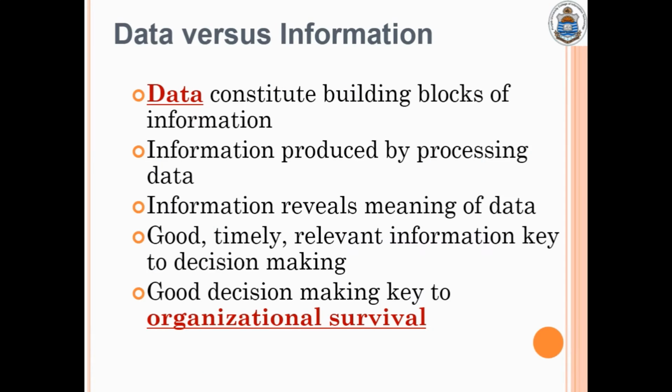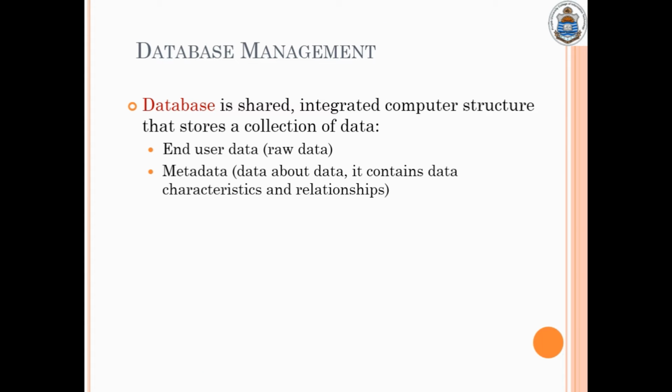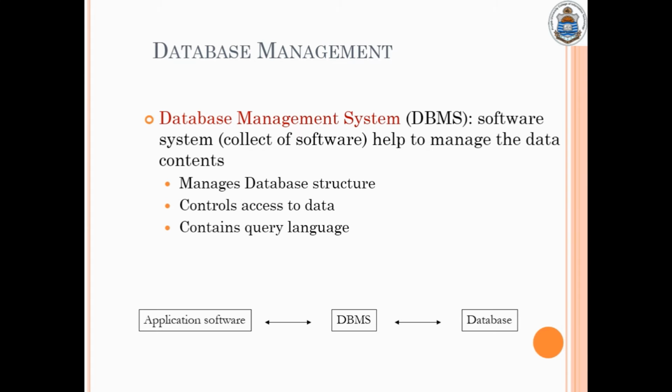Now let's talk about databases. What is a database? A database is a shared, integrated computer structure that stores a collection of data, which is of two types: end-user data, which is raw data, and metadata, the data about data. It contains data characteristics and relationships. The database contains all the data of the relative software or website.